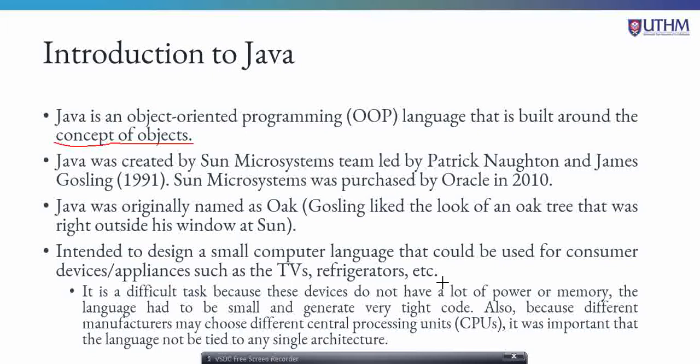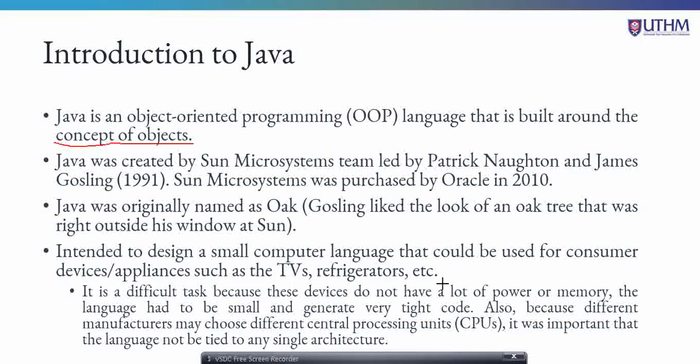Java was intended to be a small computer language that could be used for consumer devices or appliances such as TVs, refrigerators, etc. During the beginning of Java, it was intentionally created to be used for small appliances or consumer devices, not for computers, not for desktop or laptop at that time, but more for home appliances such as TVs and refrigerators.